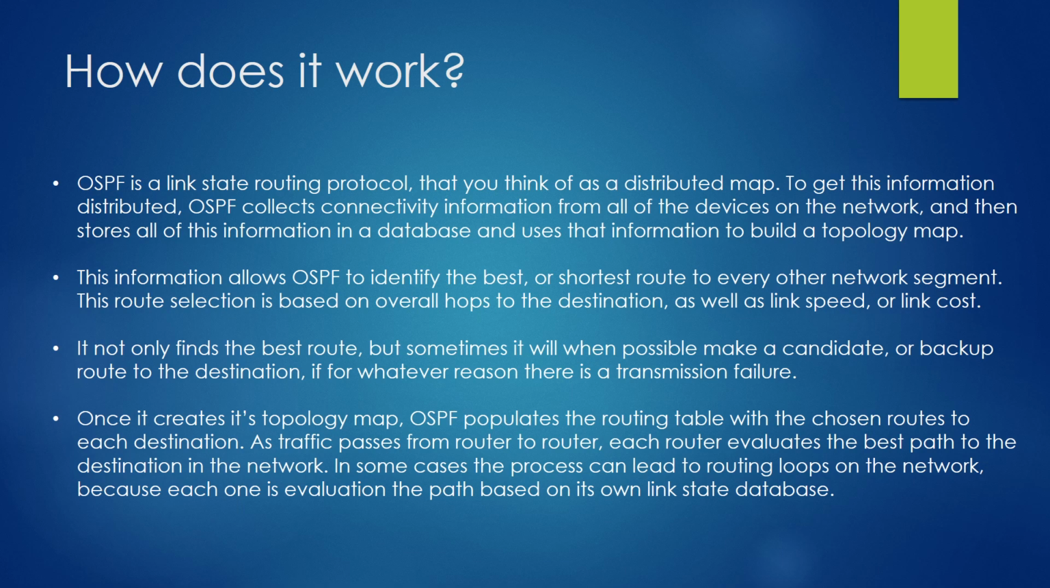Once it creates its topology map, OSPF populates the routing table with the chosen routes to each destination. As traffic passes from router to router, each router evaluates the best path to the destination in the network. In some cases, the process can lead to routing loops on the network because each one is evaluating the path based on its own link state database.